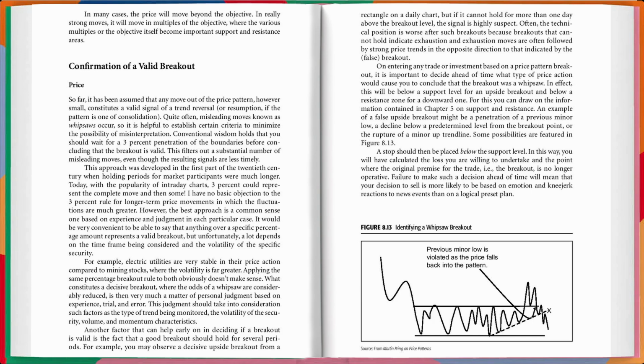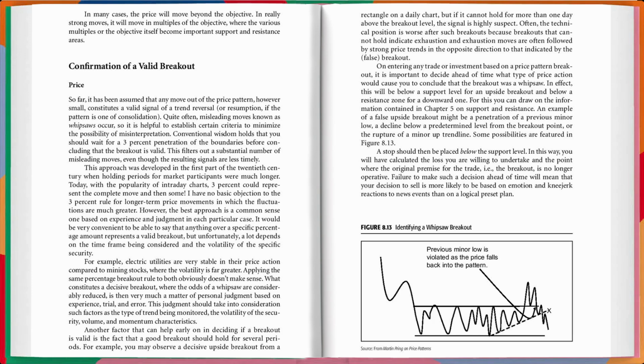I have no basic objection to the 3% rule for longer-term price movements in which the fluctuations are much greater. However, the best approach is a common-sense one based on experience and judgment in each particular case. It would be very convenient to be able to say that anything over a specific percentage amount represents a valid breakout. But unfortunately, a lot depends on the time frame being considered and the volatility of the specific security.